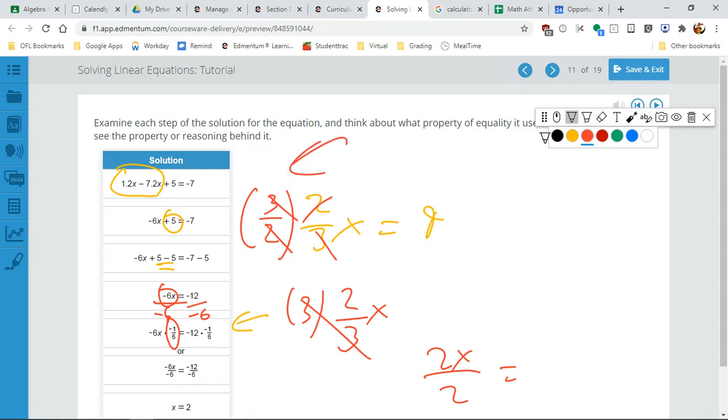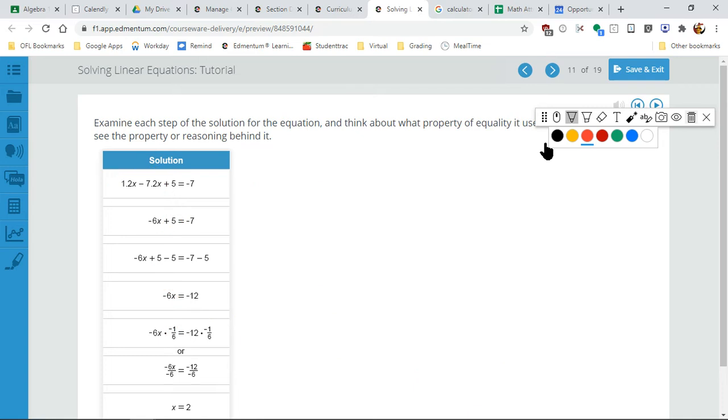So whether you choose to do it with one fraction or in 2 steps, either way is okay, as long as you understand that you're doing the opposite. Does that make sense?